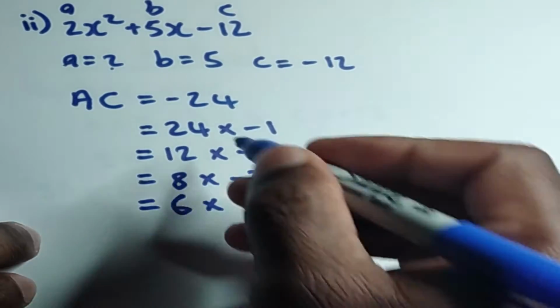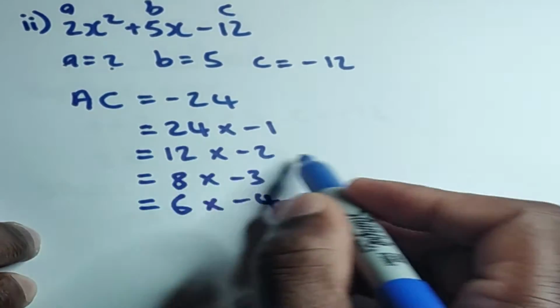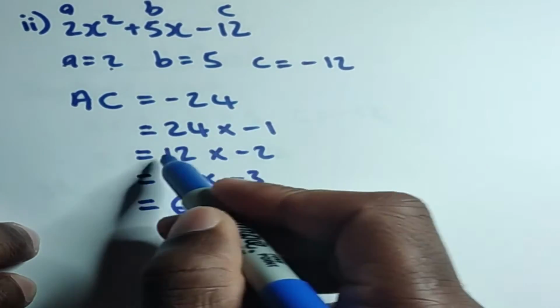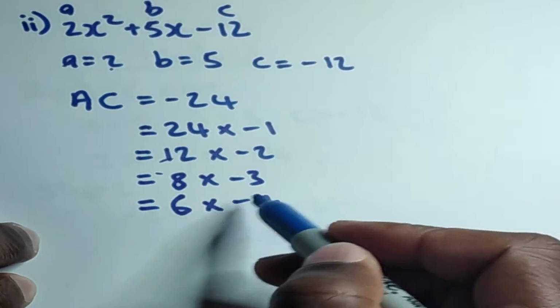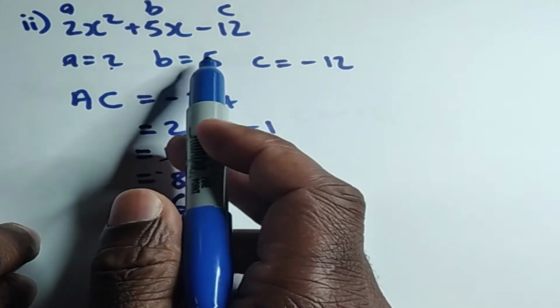So which of these groups, when we look at them, if we should add or subtract any of these two numbers, can we obtain 5 right here?